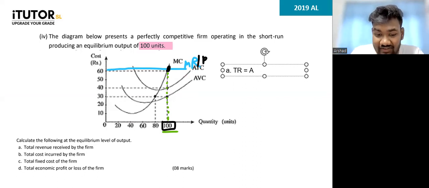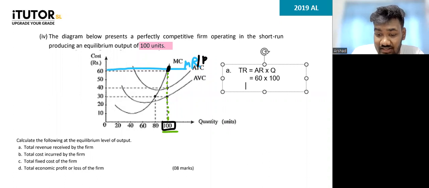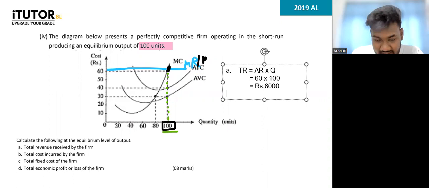Total revenue equals average revenue multiplied by the quantity, or price multiplied by the quantity. How much is that? So average revenue is 60, quantity is 100. So 60 into 100 is how much? Be very careful, guys. Give rupees and all. The revenue is 6,000.